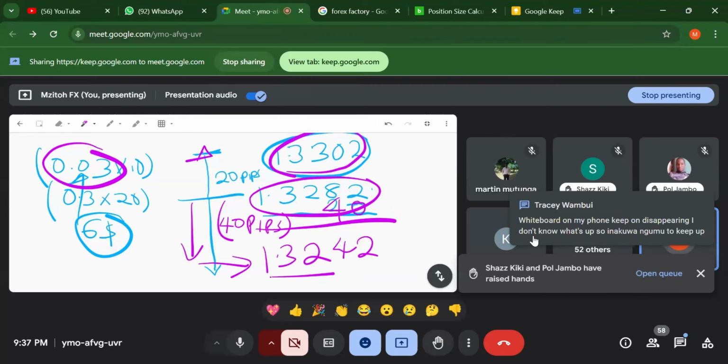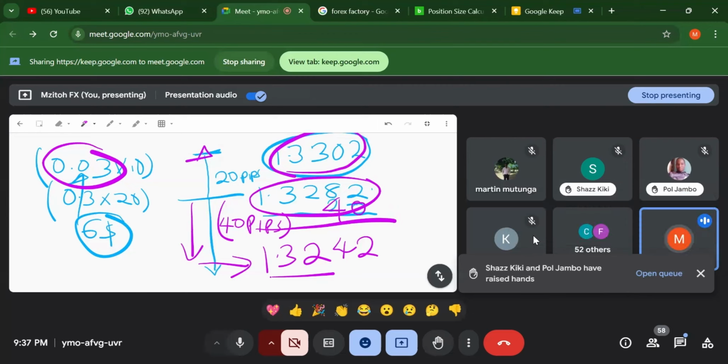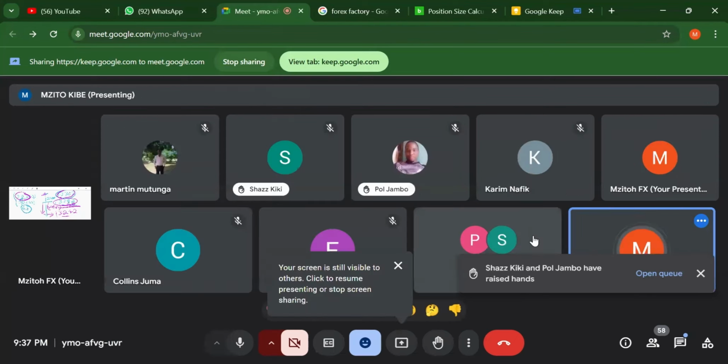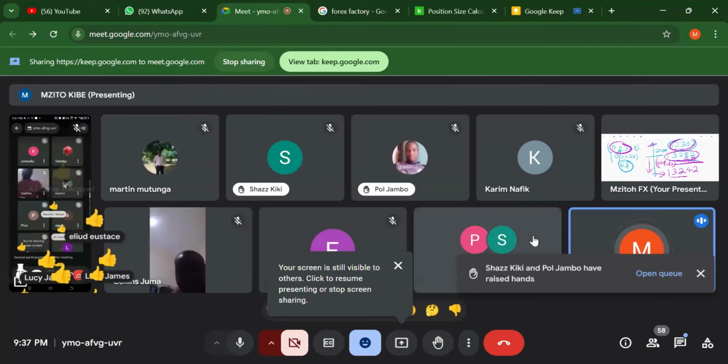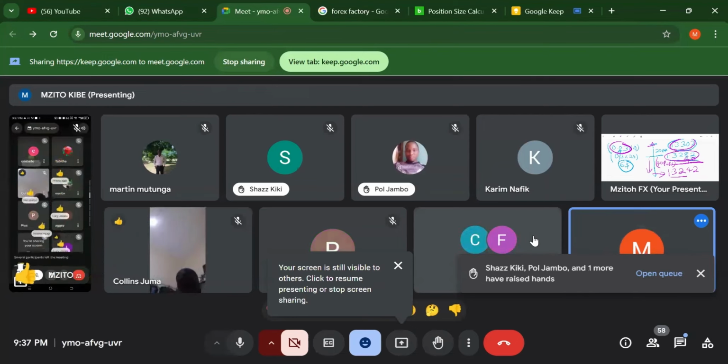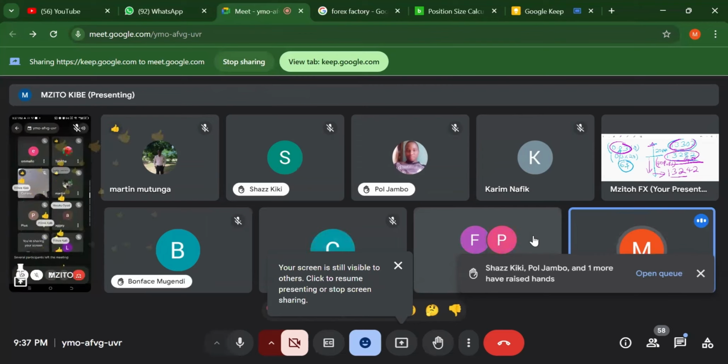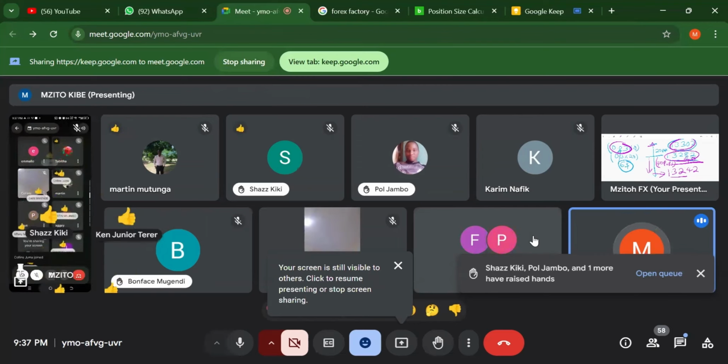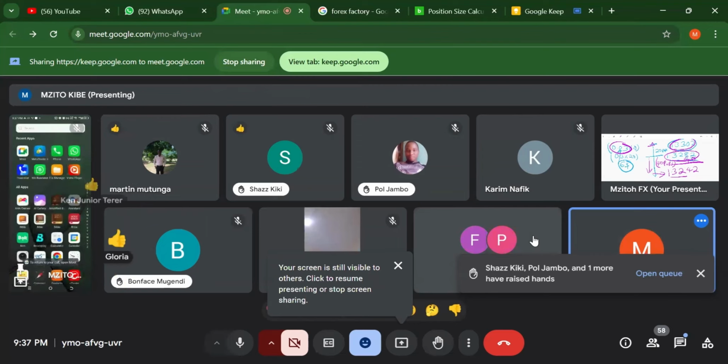Now I'll share. Let me go back on my phone to share it again. You will confirm if you are seeing the phone. How many are following and you are enjoying the class? Thumbs up, those who are confirming that you are following and everything is in order. Yes, the majority are following and saying the class is in order. Thank you so much. If you are seeing my chart, let me continue.